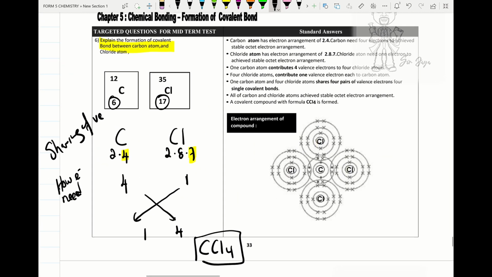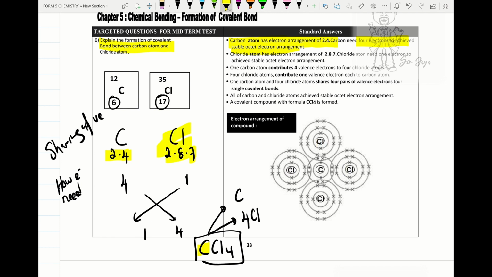Alright, so we try to check how to answer the essay question, the formation of covalent bond between carbon atom and chlorine atom. Try to just check the formula. So in this formula, we need 1 carbon atom and we need 4 chlorine atoms. So I'll try to discuss carbon atom. Carbon atom with electron arrangement 2.4 needs 4 more electrons to achieve stable octet electron arrangement.